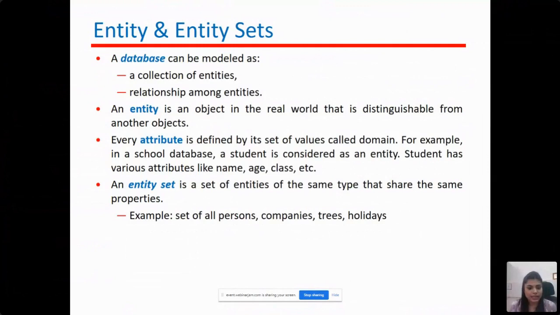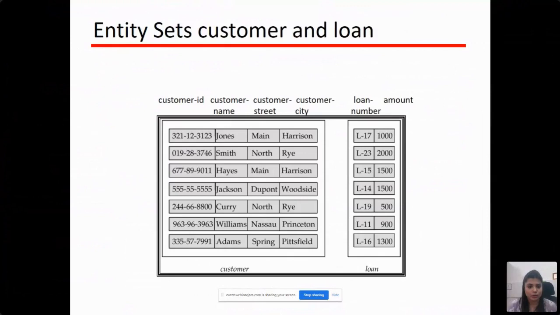Next comes the entity set, which is a set of entities of similar type that share the same properties. For example, all the students in the university will share the same properties, and in the same way they would be stored in the database. We'll understand these concepts through various examples also.